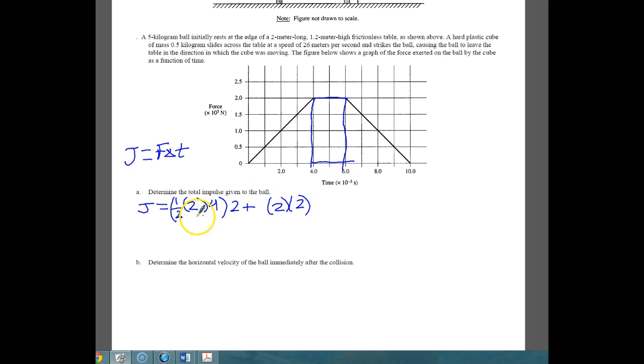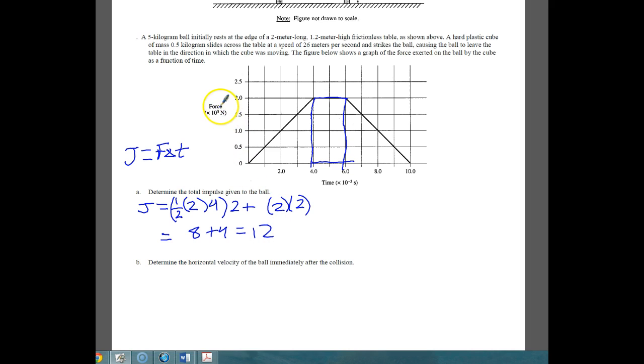If you do that, you should end up with the right answer. So 4 times 2 is 8, half of that would be 4. 4 times 2 again is 8. 8 plus 4 would be 12. So this is 8 plus 4, and that would be equal to 12.